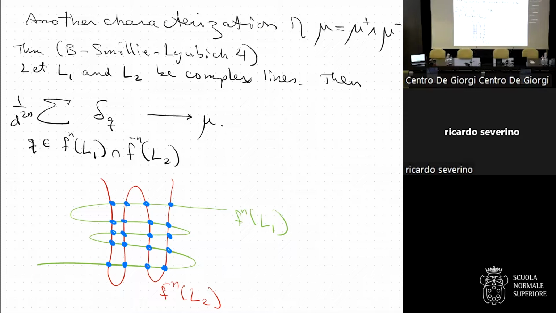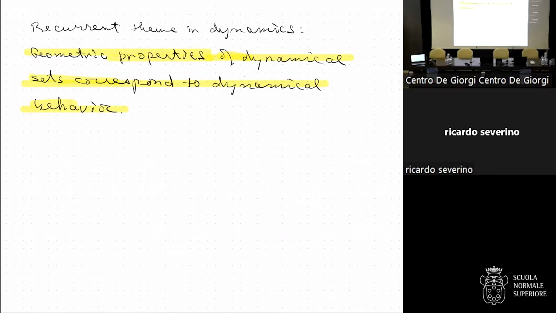We could also do something else. We could take this line, map it forward, take this other line, map it backwards, and then just look at the points themselves. Now we're wedging these two things raw, so to speak. These are unsmooth currents, very bad currents. But if we sum up the point masses at all these intersection points, that'll converge to mu. Okay, so that's another version of mu.